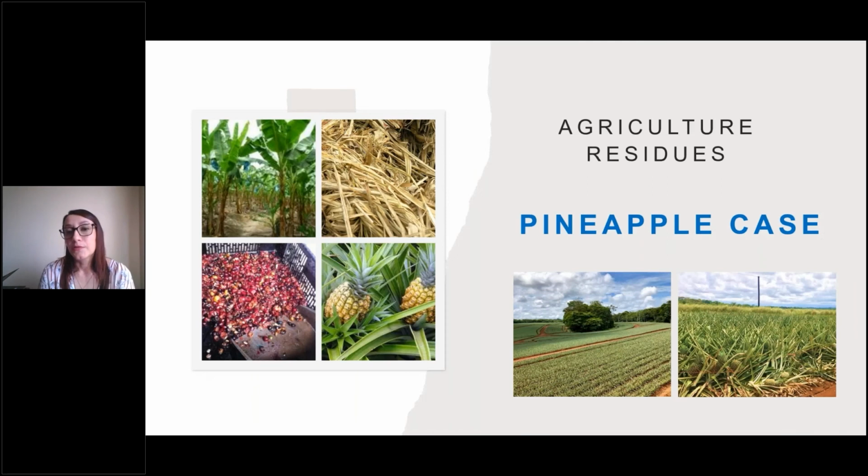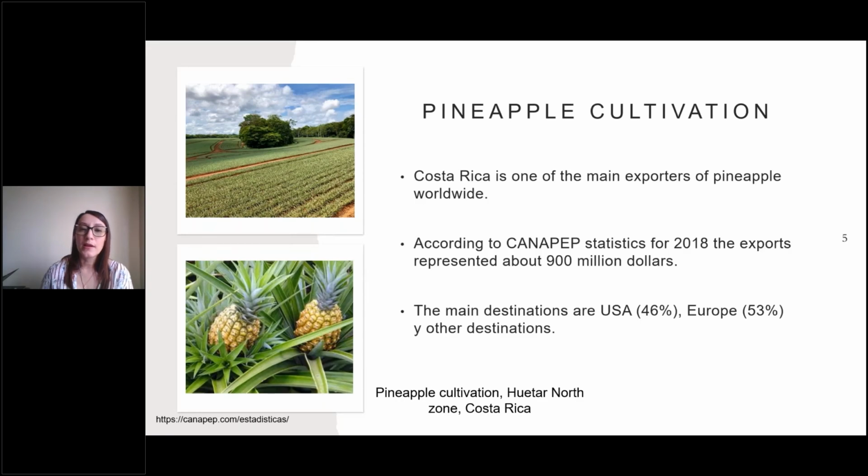About agriculture residues, as I said, the pineapple case is a big issue in our country because, as you can see, this is a pineapple plantation. It's a really extensive area cultivated with this plant. And Costa Rica is one of the main exporters of fresh pineapple worldwide. It represents an important economic activity. The main destinations of this pineapple are USA and Europe.